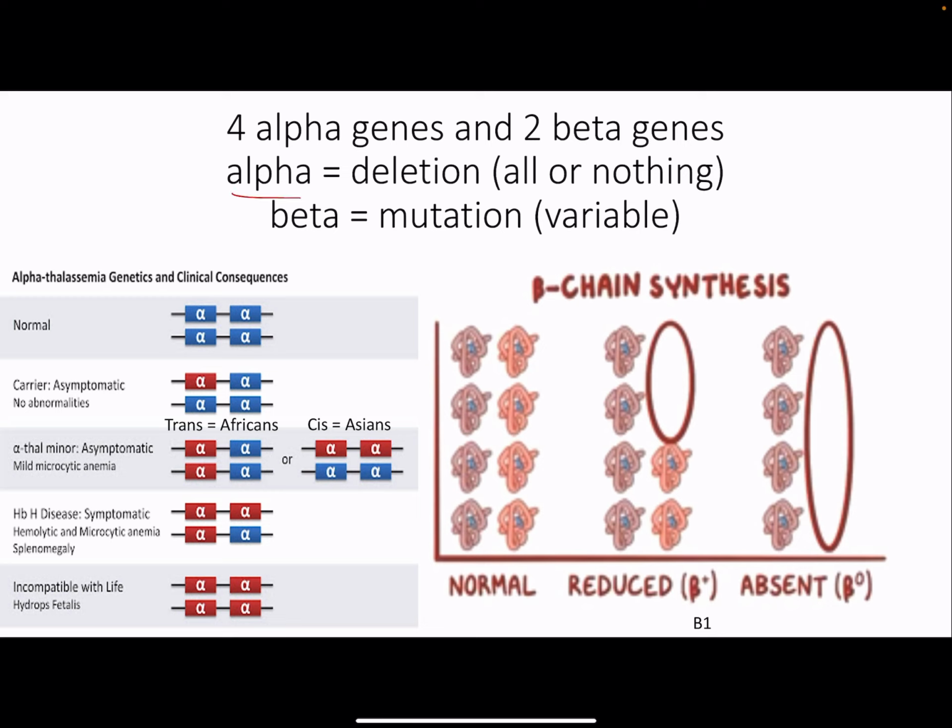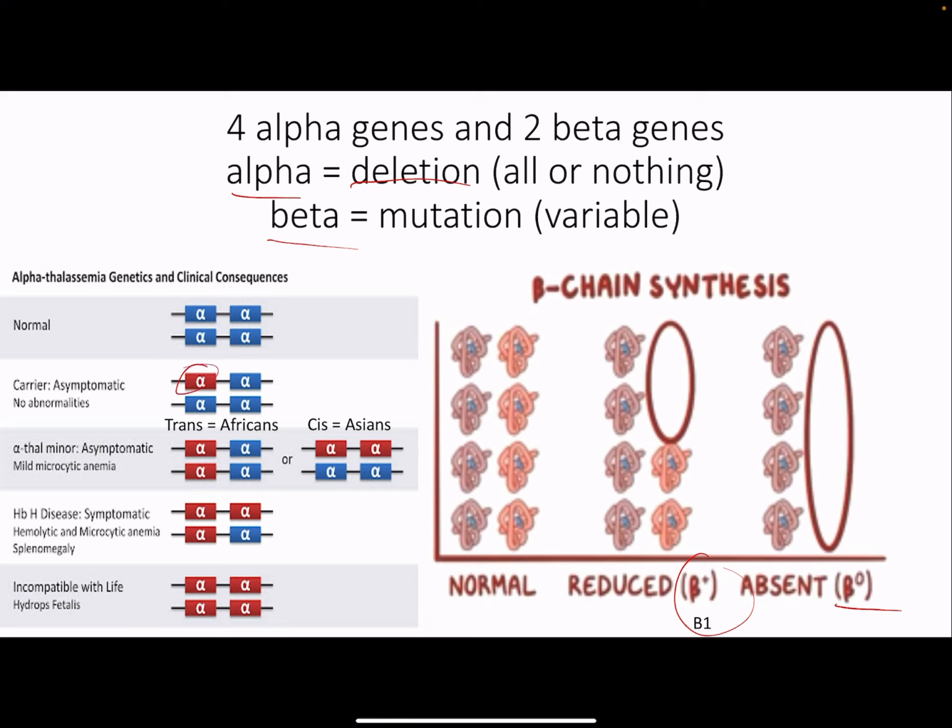If you have a defect in an alpha gene, it's a deletion. So a missing alpha gene is all or nothing. On the other hand, the beta genes very rarely get deleted. It's usually just a mutation. So it could be a variable effect, right? Maybe it's just less transcription. Maybe the protein is made, but it's just a little bit less functional. Maybe it's not functional at all, right? It depends. So we have the B plus or B1, which is reduced functional capacity for that particular gene, and then just B naught, where either we're not having any transcription or the protein itself just sucks.